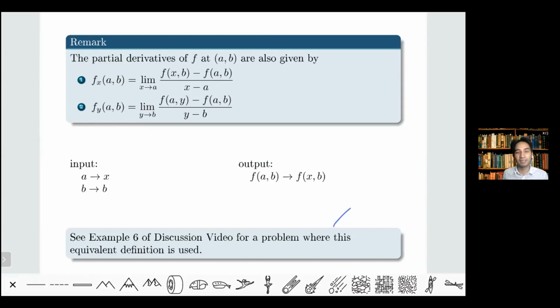Para malaman nyo na hindi enough na marunong kayong gumamit ng techniques of differentiations. Sometimes you really need the limit definition. Okay?